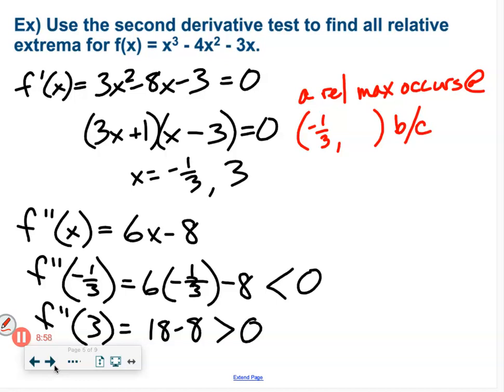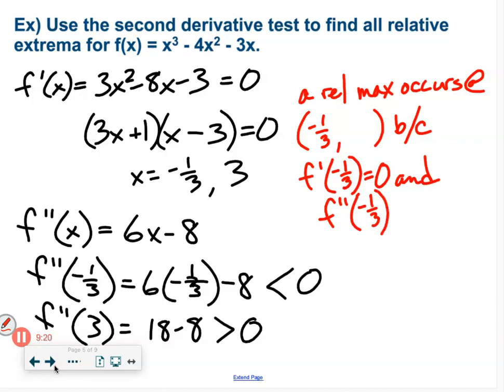All right, so your because statement is pretty much just writing out how you figured this out. So how did we know that we had a relative max at negative 1/3? Because f prime of negative 1/3 equaled 0, and f double prime of negative 1/3 was negative. It's just pretty much like, how did you know? I knew because the first derivative was 0 and the second derivative was negative.